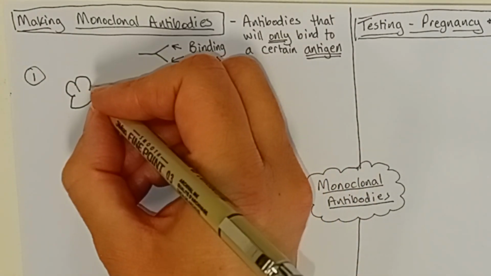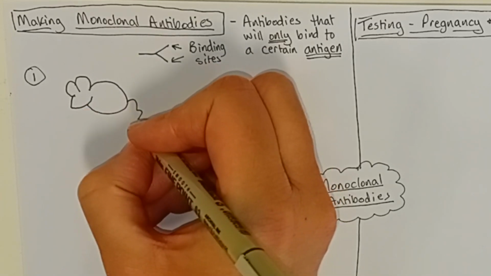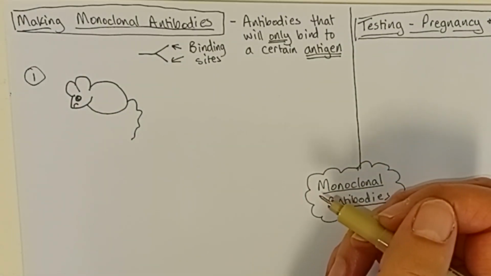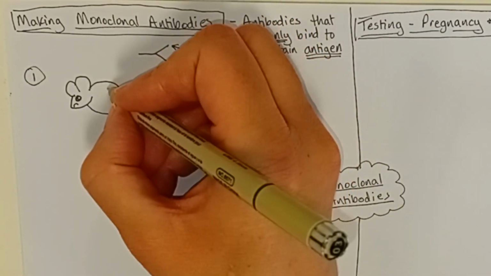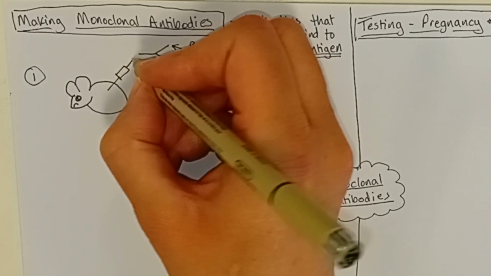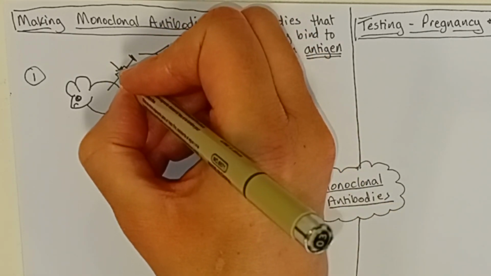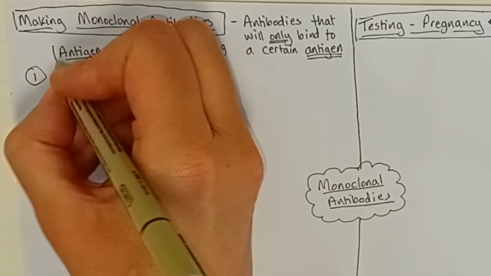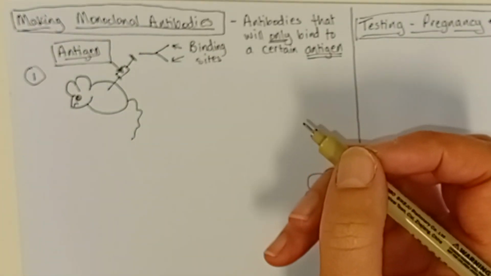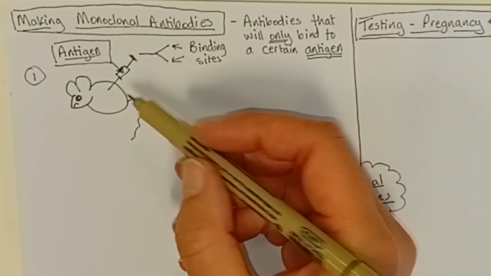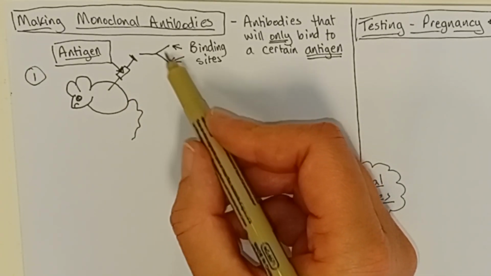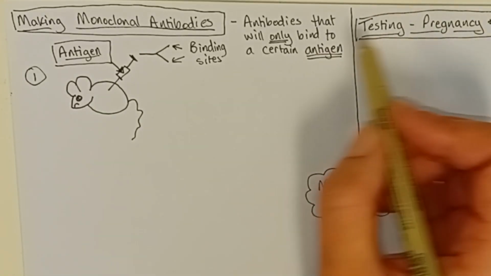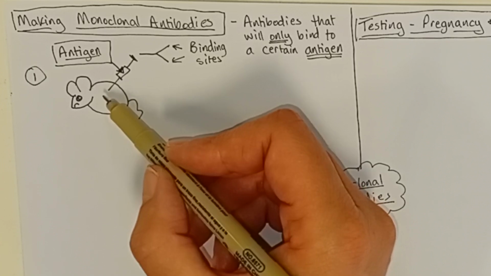So here's my mouse. It's not a very happy mouse, unfortunately, because it's going to be injected with an antigen. So we're going to inject a mouse with whatever we want the antibody to bind to. So if we want the antibody to bind to a pregnancy hormone, then the poor mouse is going to be injected with a pregnancy hormone.